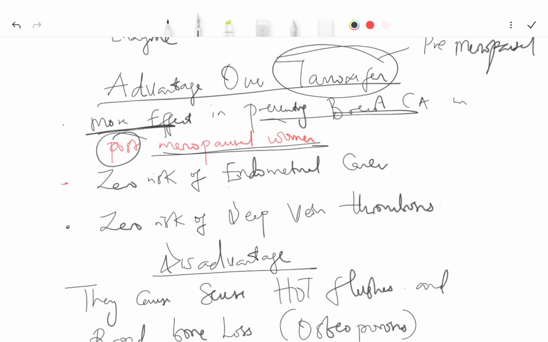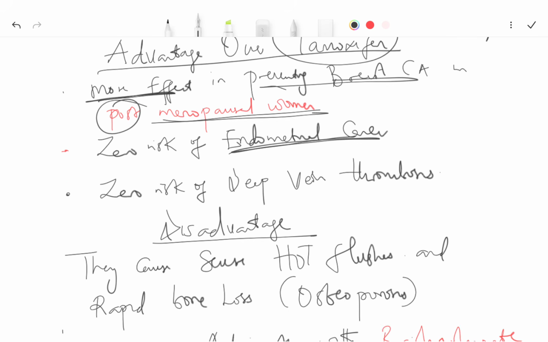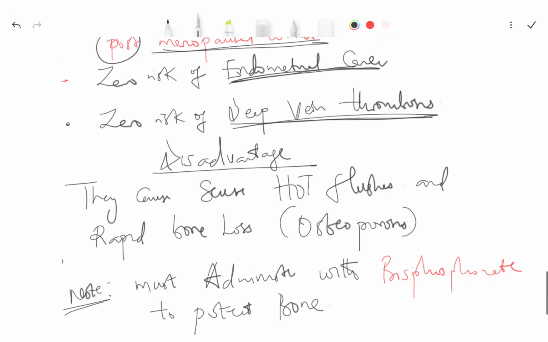Then again, there's zero risk of endometrial cancer because we are not stimulating any hormone or any receptor in the endometrium. We're not inhibiting anything; what we're inhibiting is just the synthesis. Then there's also zero risk of deep vein thrombosis. You know, estrogen tends to cause thrombosis, so there's zero risk of deep vein thrombosis.